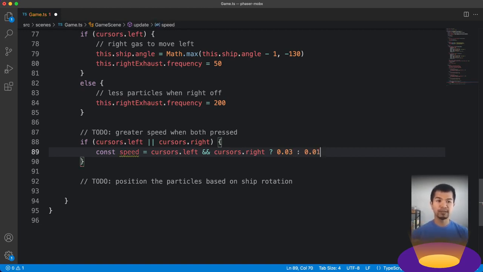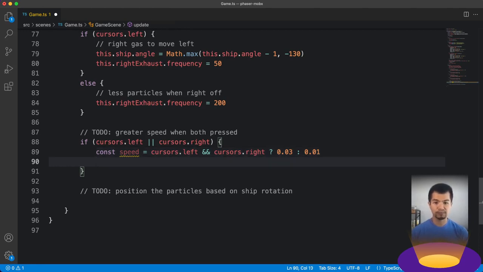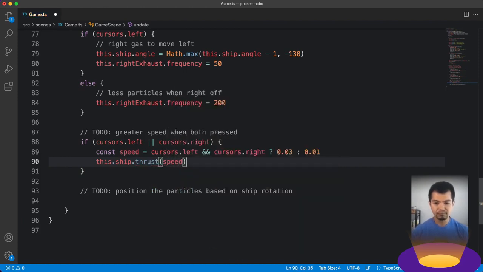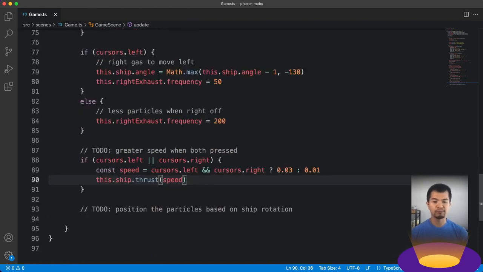Now we're going to use Matter.js, Matter physics here, and we're going to use the thrust function on our Matter sprite. So coming up here, we're going to do this.ship.thrust. We're going to give it our speed. Now what thrust does is basically moves the sprite in the direction it's facing. So we already did our angle rotation up here, right? We're doing angle -1, angle +1. Once we come down here, if either left or right key is pressed, we're going to come here. If both keys are pressed, we're going to go faster. If only one key is pressed, we're going to go slower. Then we're going to set that speed to thrust, and we're going to then move in that direction.